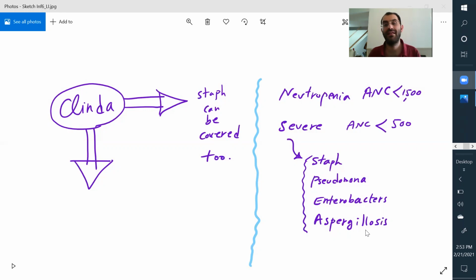Less than 500. Severe neutropenia germs: Staph, Pseudomonas, Enterobacter, Aspergillosis.